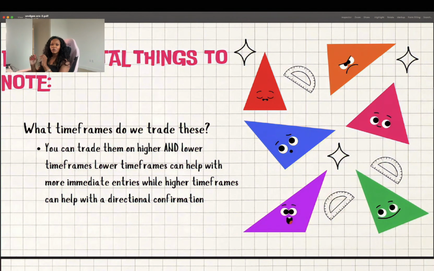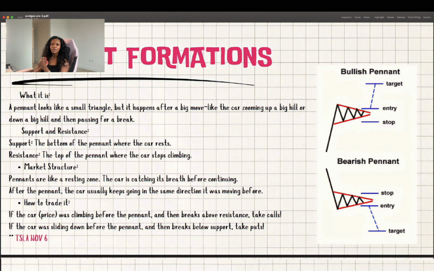Now, we trade these on higher and lower time frames. So you guys saw how when I was on the 1 hour time frame on my chart, that's where I actually found the formation. Although I traded it on the lower time frame, that's what I mean by saying it helps with more immediate entries. Your higher time frames help with the directional confirmation. On the 1 hour time frame, I knew we'd be going up. I was able to execute. So look at this right here.